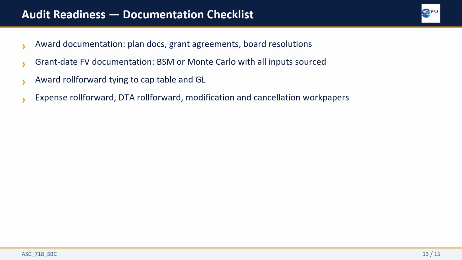Award documentation means the actual plan documents, grant agreements, and board resolutions that establish the existence and terms of each award. Valuation documentation means the BSM or Monte Carlo model for each grant with every input tied to an external source. Roll-forward schedules must reconcile beginning balance to ending balance for both awards and expense, and those schedules must tie to the cap table and general ledger. Tax documentation requires a DTA roll-forward and the excess benefit or shortfall calculation for each vesting event during the period.